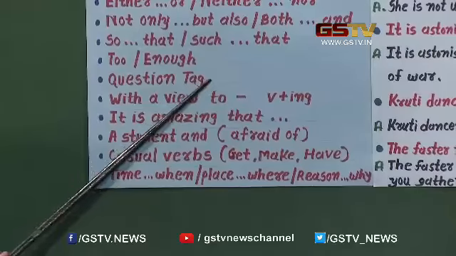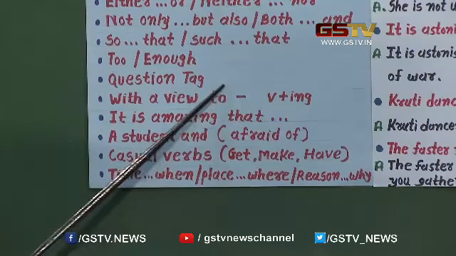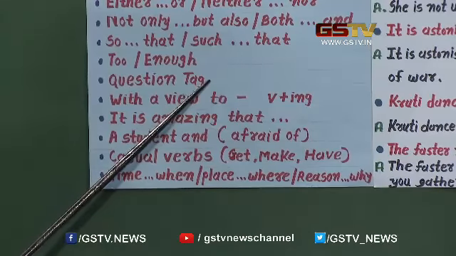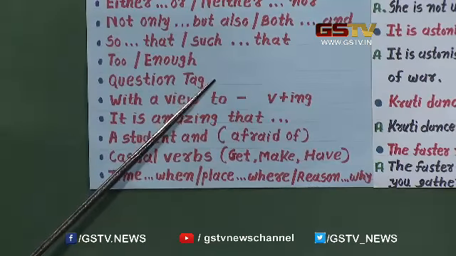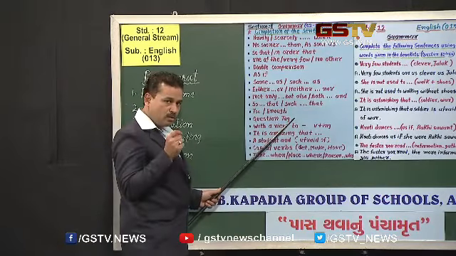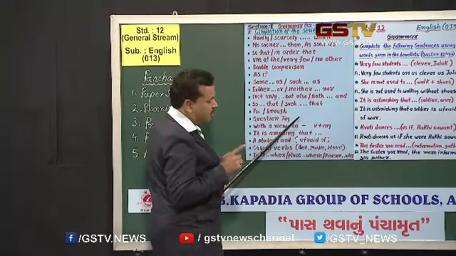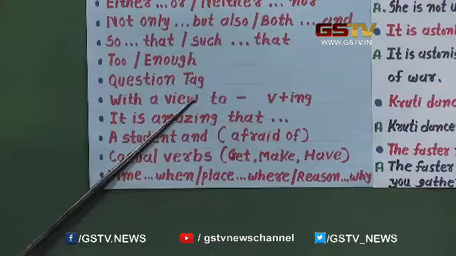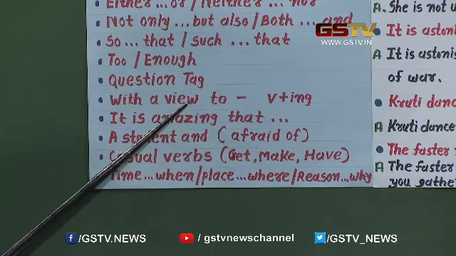If the sentence is negative, then the question tag is positive. If the sentence is in imperative form, then there would be only one question tag. Keep in mind, please, that would be "will you". And if you are going to get "let's", then there would be only one question tag, and that would be "shall we".